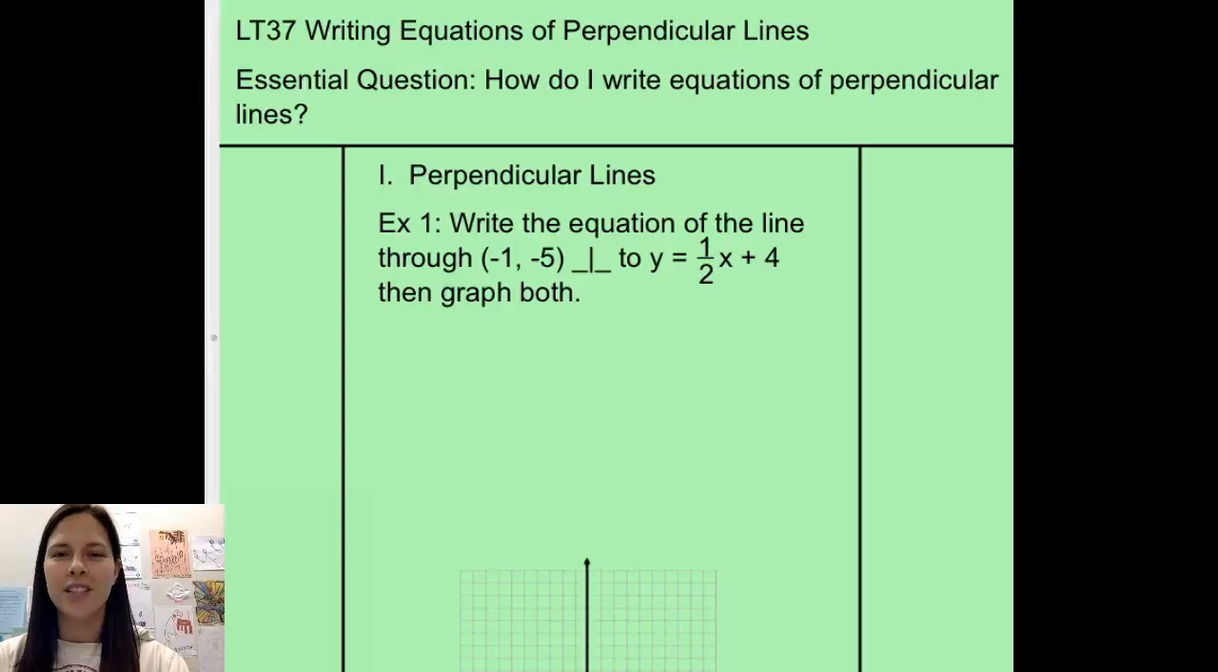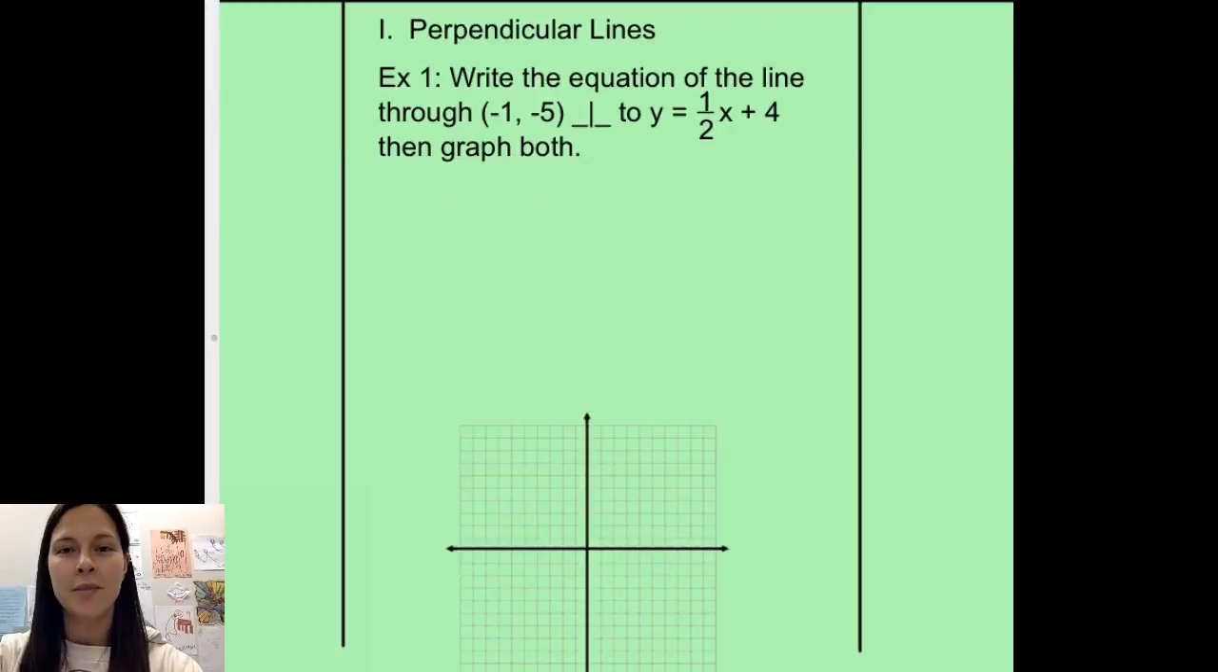Today's lesson, we're going to look at how to write equations of perpendicular lines. So we'll use what we learned from our investigation and apply what we already knew about writing equations of lines. Very similar to writing equations of parallel lines, we'll first identify our slope. Remember, slopes of perpendicular lines are opposite and reciprocal.